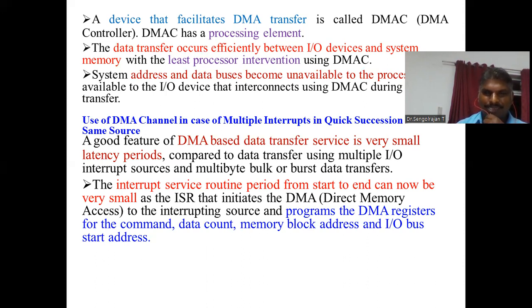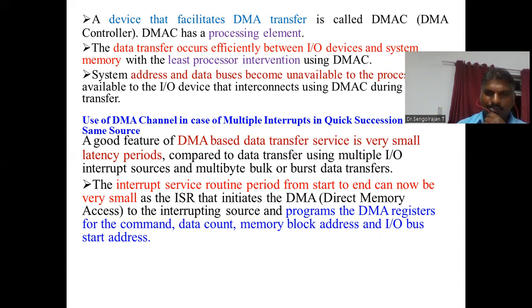Then how is the direct memory access channel selected in case multiple interrupts are occurring? The direct memory access based data transfer service has a very small latency period. The latency period is very small compared to data transfer using multiple input output interrupts and multi-byte bulk or burst transfer. Compared to that, this DMA will transfer the data in a very small time. That is, the latency is very small.